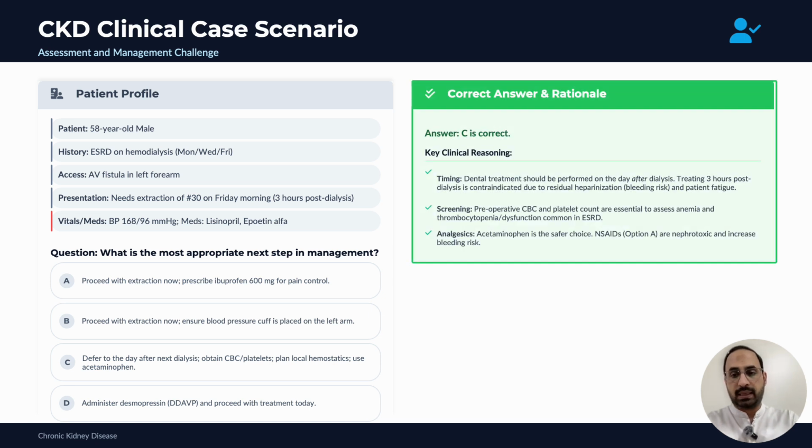Yes, exactly. The answer is C. We must defer the extraction to the day after his next dialysis, as per the protocol. Thanks for listening, and see you in the next topic, inshallah.